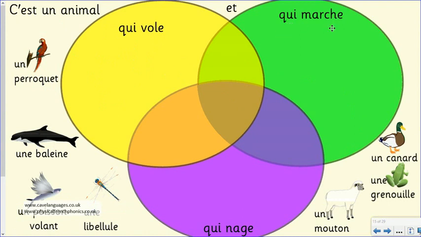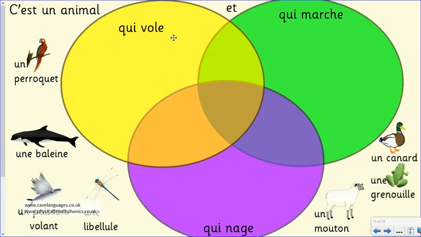Qui marche. C'est un animal qui marche. So here, just animals which walk. C'est un animal qui nage. Here, animals that just swim. But here, where they intersect, c'est un animal qui nage et qui marche.